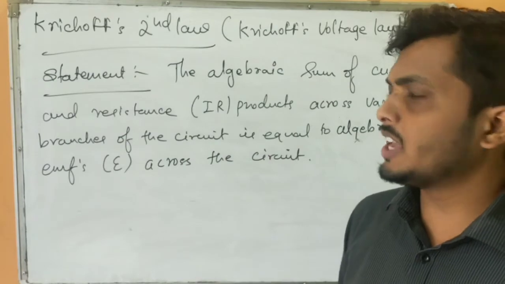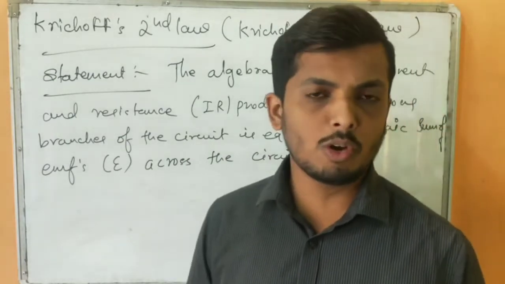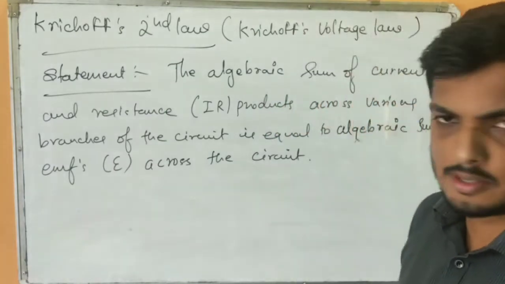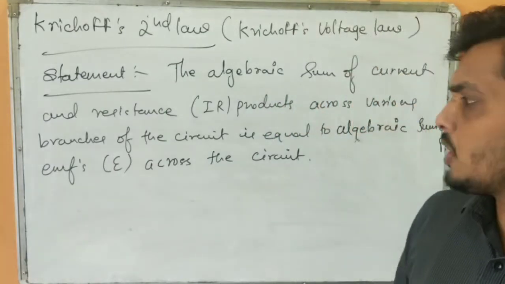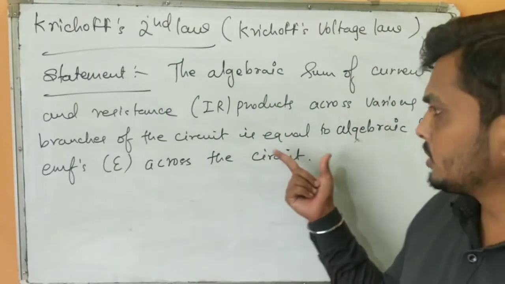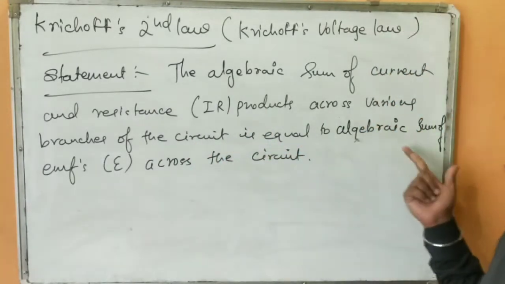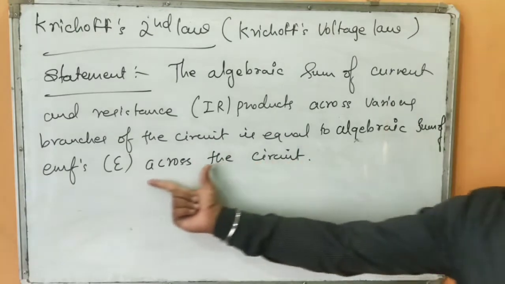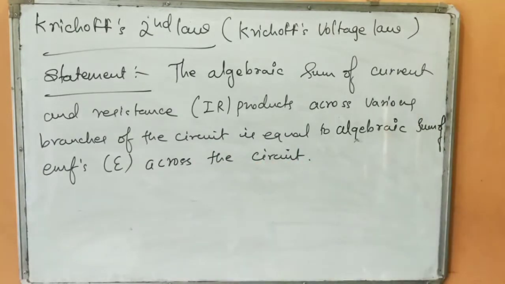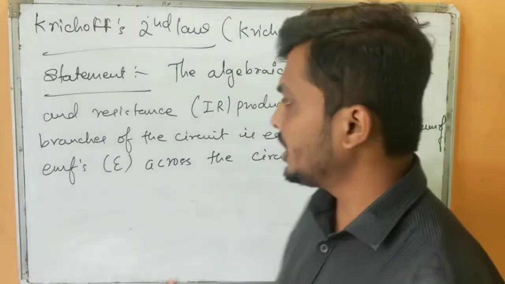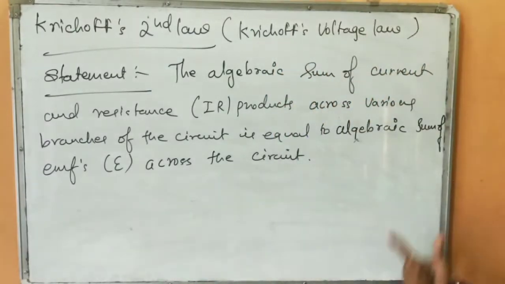Since we are studying KCL or KVL law, we are going to have an electrical network which has two or more conductors. Any conductor will have its own IR product. So when I add all those IR products, the sum of the IR products will be equal to the sum of the EMF across the various parts of that circuit. Are you understanding? This is a very simple law to understand.